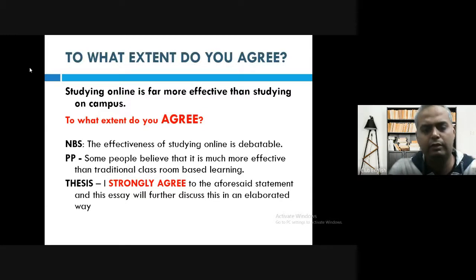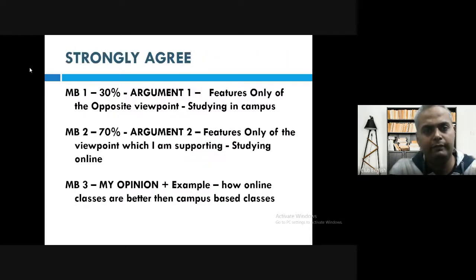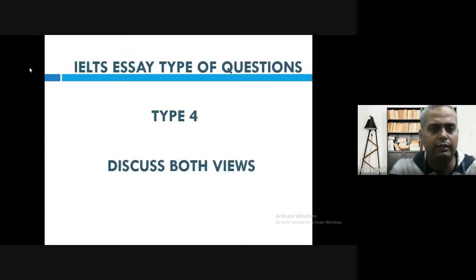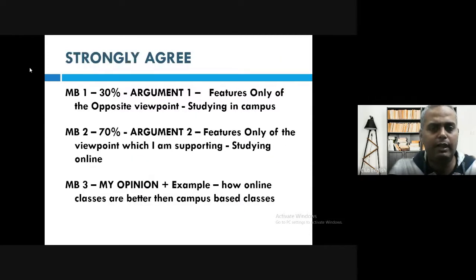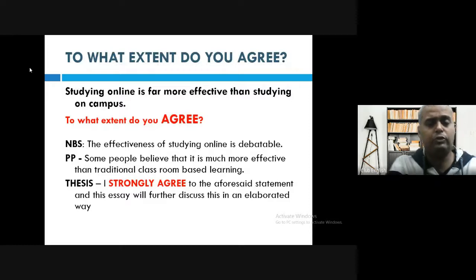So you are going to say that, okay, I strongly agree. One side you have taken. Now, strongly agree when you're saying, so I'm skipping that. Somehow, you can say somehow agree. You can say do not agree. People say partially agree also, but I'm going to tell you a simple mantra for this.